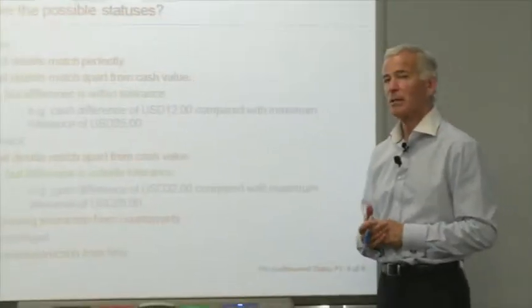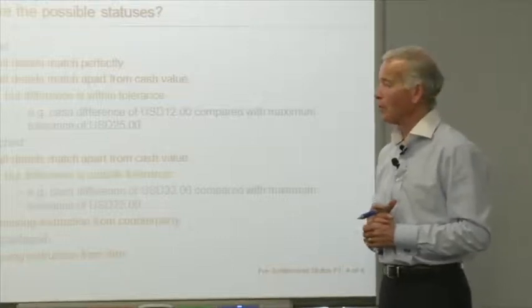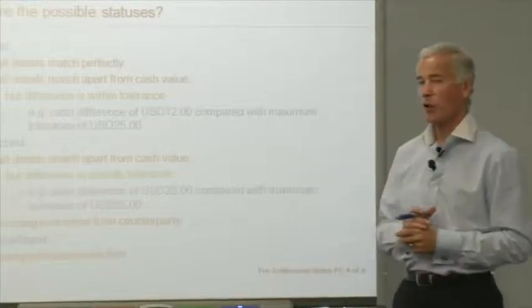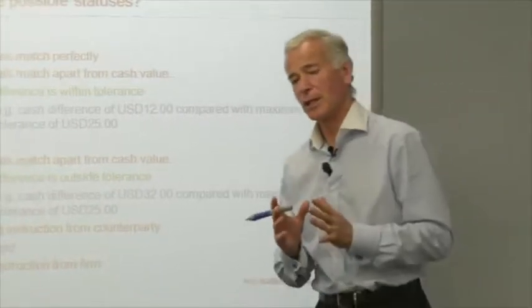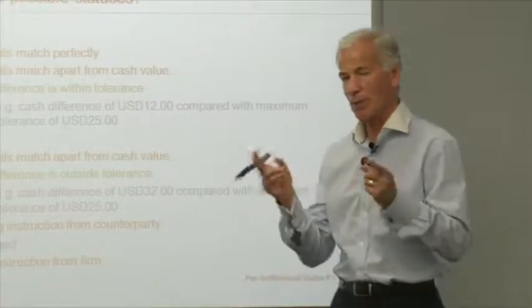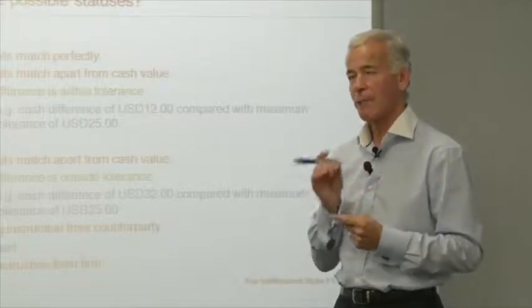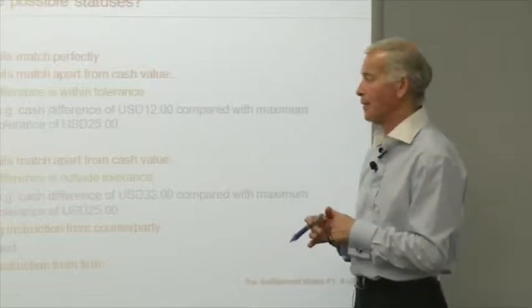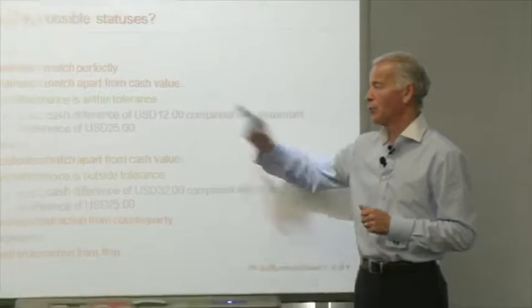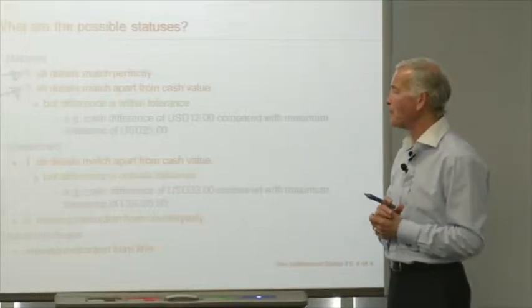Now that tolerance is set by the CSD. In the case of Euroclear in Brussels, that tolerance is $25 US. So in all other respects, the details of the settlement instructions between the two parties must be the same, apart from the cash value, which can be different by up to $25 US or currency equivalent of that amount. So if you've got a difference of $12 US, then it will be regarded as matched.